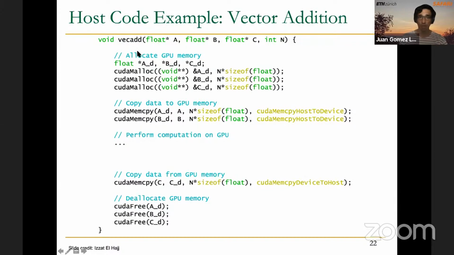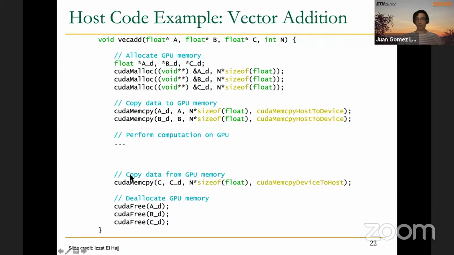Inside it, we first allocate GPU memory. This is for A, B, and C in the three cases, because it is a vector addition, they have the same size. Then we copy data from the host memory to the global memory, or the device memory, using cudaMemcpy host to device. Then we launch the computation on the GPU. This is some code that for now we are missing here.